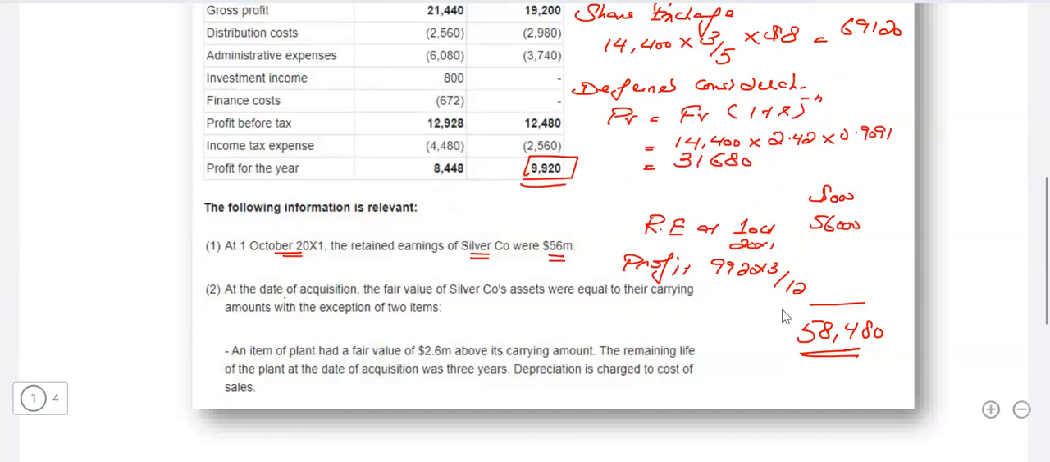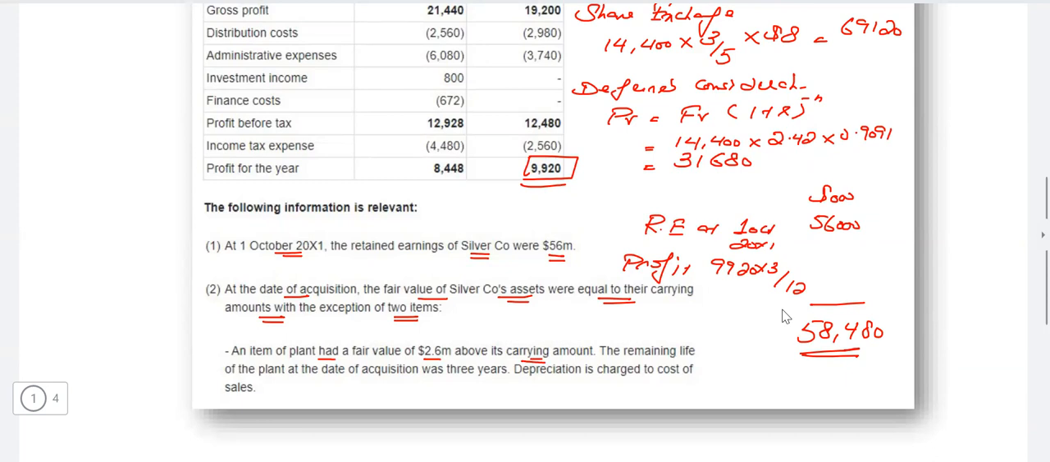At the date of the acquisition, the fair value of Silver Company's assets were equal to their carrying amounts, with the exception of 2 items. So that means other than these two, all the assets' carrying values were equal to their fair value. And these 2 assets are an item of plant had a fair value of 2.6 million above its carrying amount, which is the upward fair value adjustment. And we know that we need to take it.